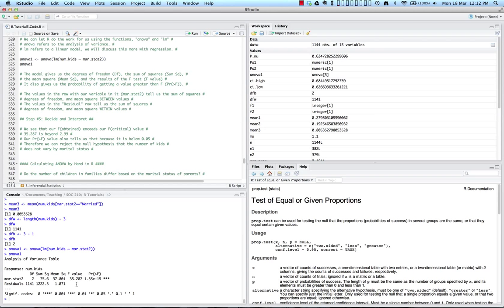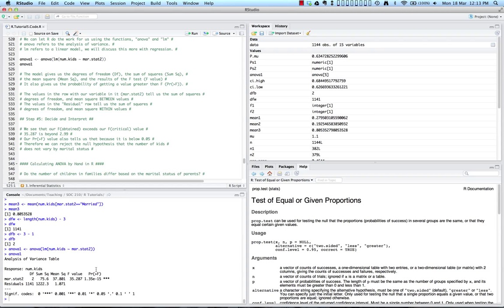Now we can move on to step number 5 to decide and interpret our results. We see that our F obtained here is 35.287. That exceeds our F critical value of 2.99 by a lot. Our probability greater than F value also tells us that, because it is below 0.05 by a ton in this case, we can reject our null hypothesis that the number of kids does not vary by marital status. So this is how we would calculate ANOVA using the R functions anova and lm.